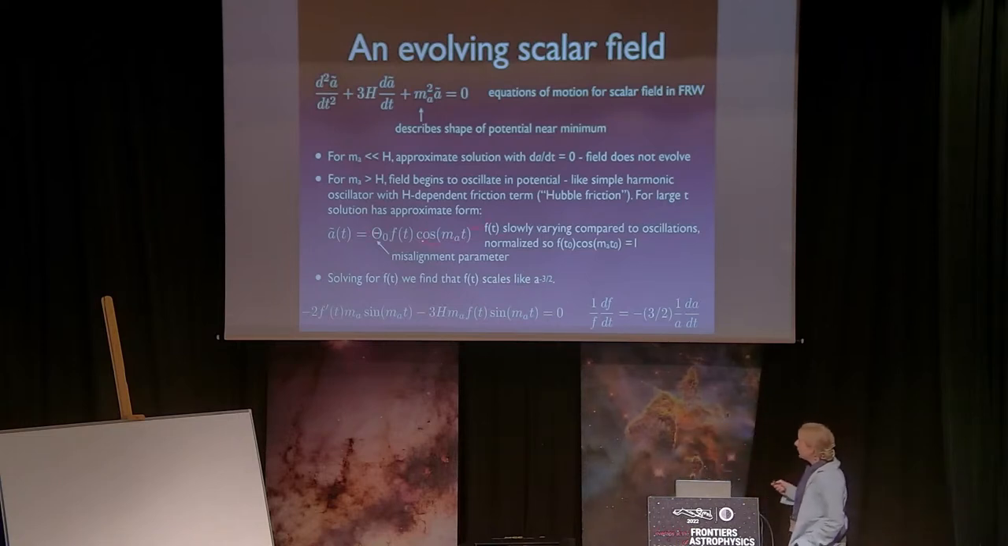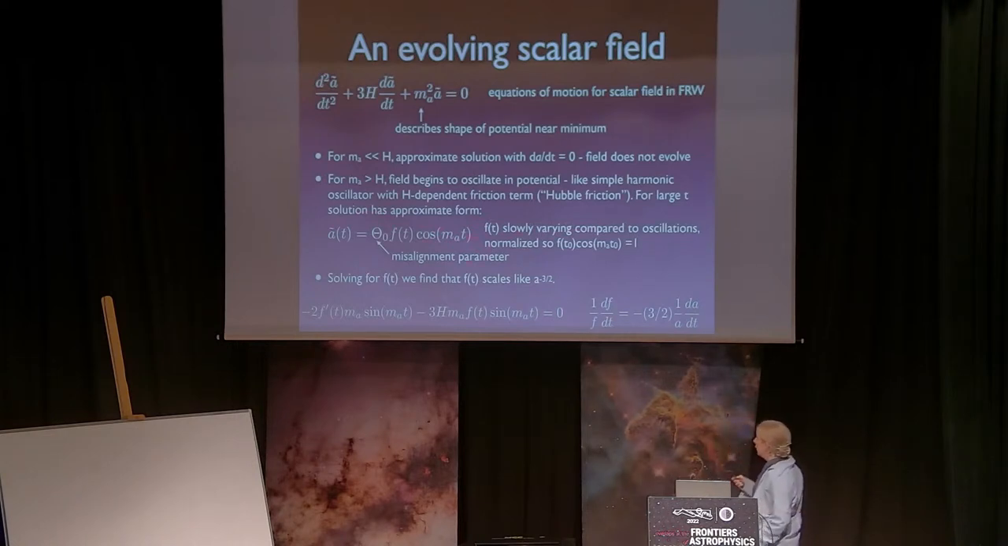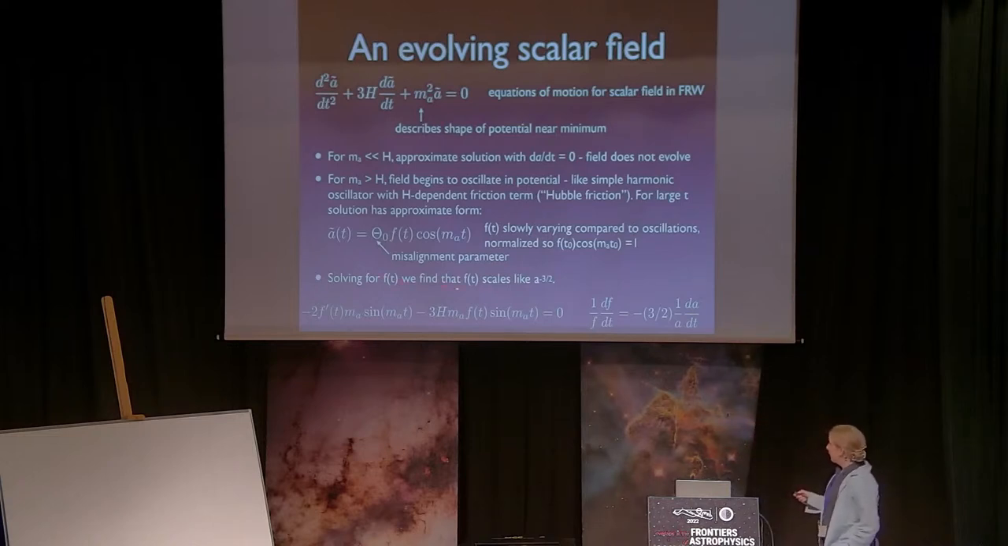So for large t, the solution is going to have this approximate form. You start out with some misalignment angle. You have some oscillatory behavior controlled by the axion mass terms, just like the simple harmonic oscillator result. And then you have this f of t, a slowly varying term that's going to be controlled by the Hubble expansion. We can plug this ansatz into the equation and solve for f of t, and what you'll find is that this f of t parameter scales like a to the minus 3/2.